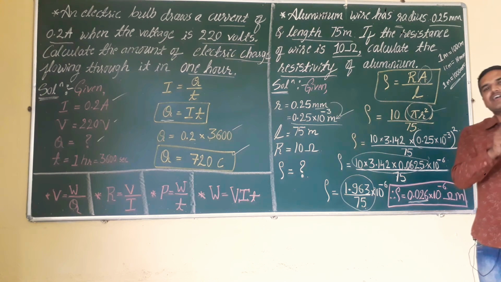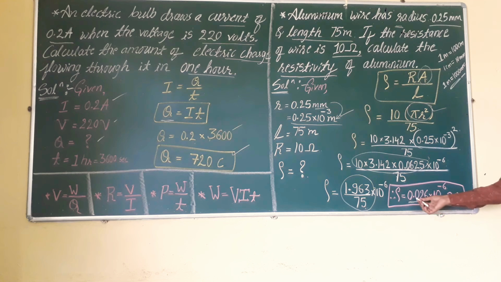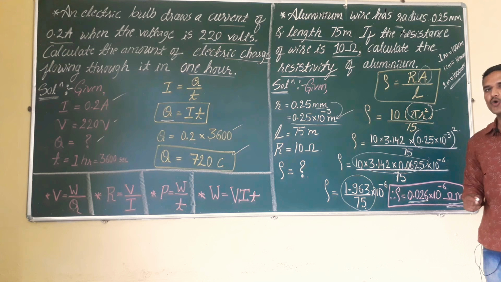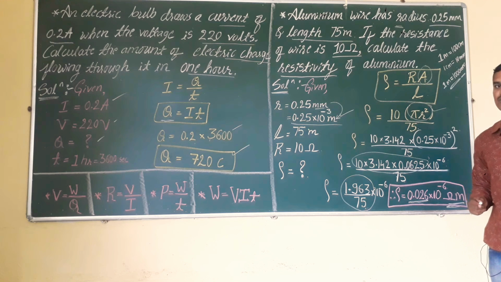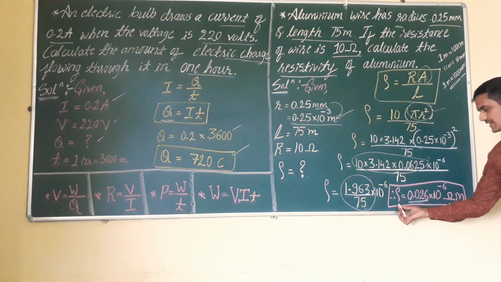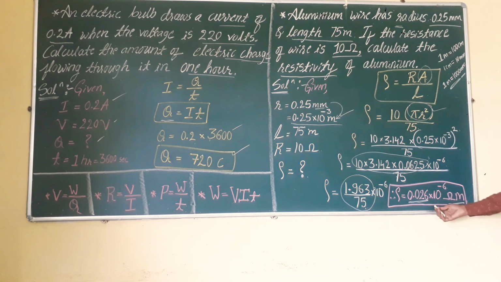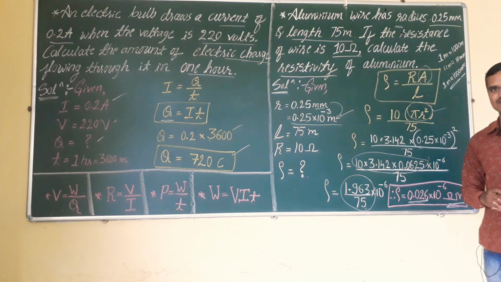So the resistivity of the aluminum wire is 0.026 into 10 raised to minus 6 ohm meter, because the SI unit of resistivity is ohm meter. Always in the examination, don't forget to write the units of the quantity. So remember, the SI unit of resistivity is ohm meter. So this is the right answer. These are the two important solutions of the questions.